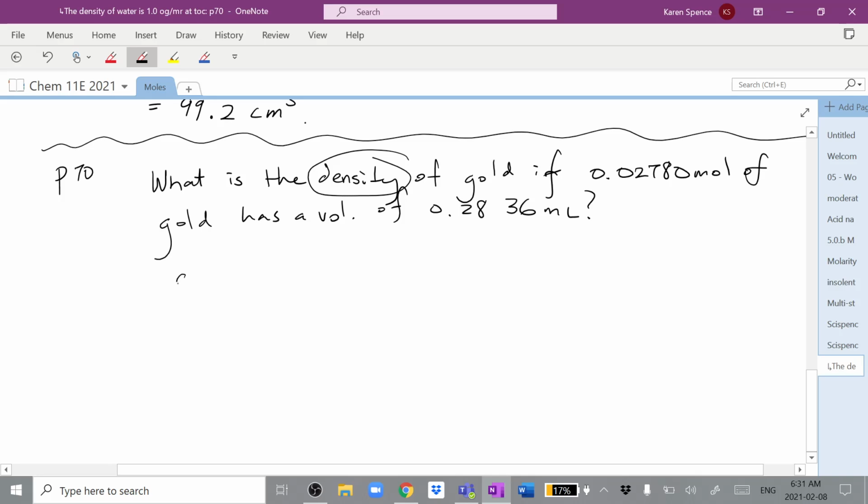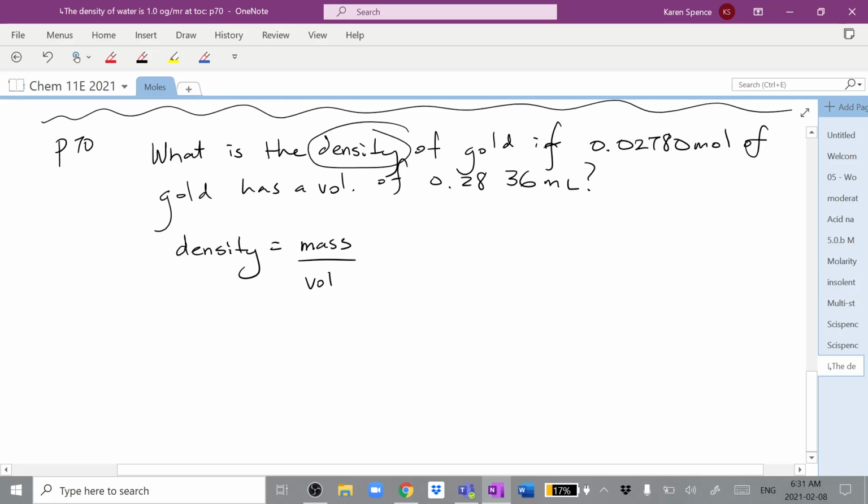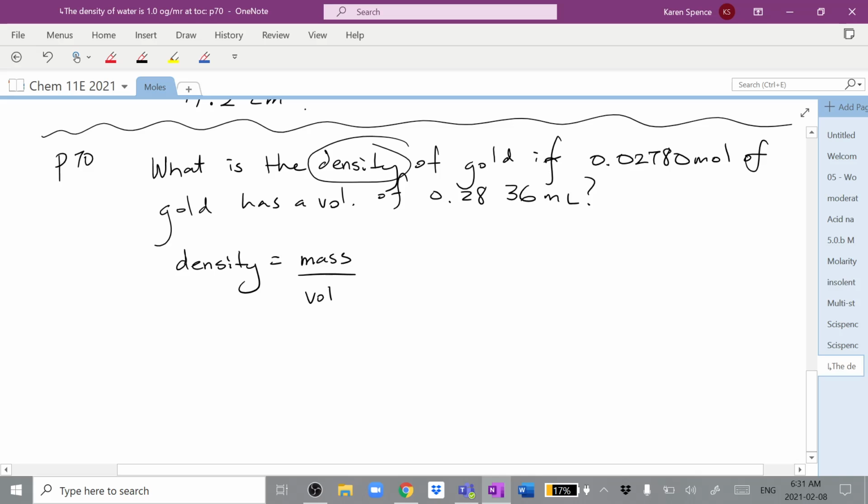So our density is equal to our mass over the volume. I'm going to show you two ways of doing this question, okay? We already have our volume, that is 0.2836 milliliters. You could change it to liters, but you do not need to.